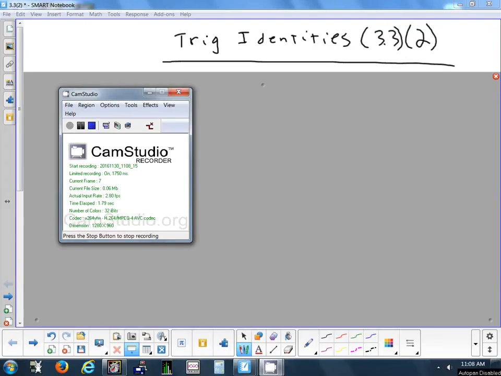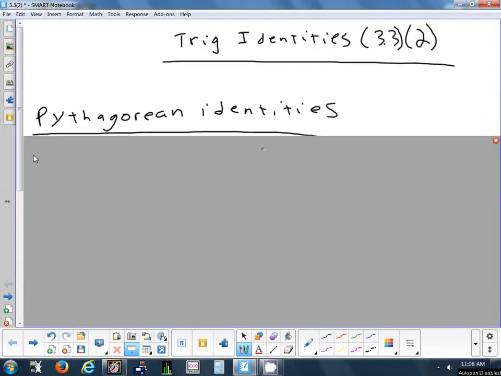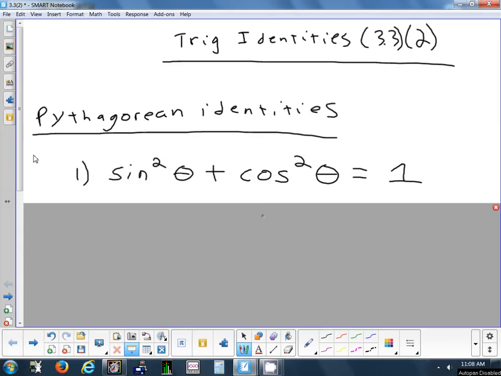Okay, so the last set of identities we're going to look at is in section 3.3, and they're called Pythagorean identities. The reason they're called Pythagorean identities is because when you look at them, they kind of look like something squared plus something squared equals something squared. And that's our first Pythagorean identity: sine squared plus cosine squared equals 1.